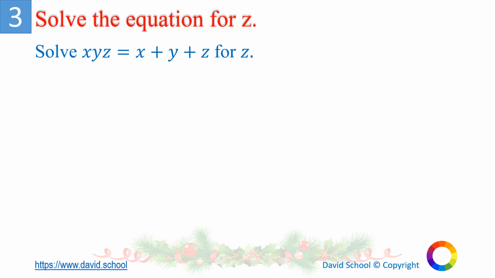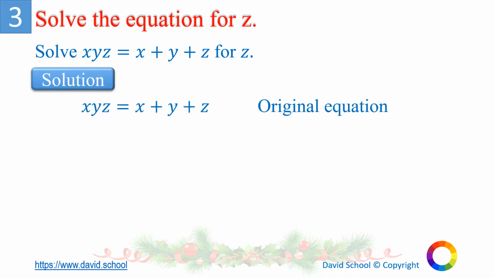Example 3. Solve xyz equals x plus y plus z for z. We write the original equation. We need to solve it for z, but if we see this equation, on the left side we have x, y, z, and even on the right side we have x plus y plus z. Our aim is to rewrite this equation for z, therefore write all the terms that contain z on the left side. In order to do that, subtract both sides by z.